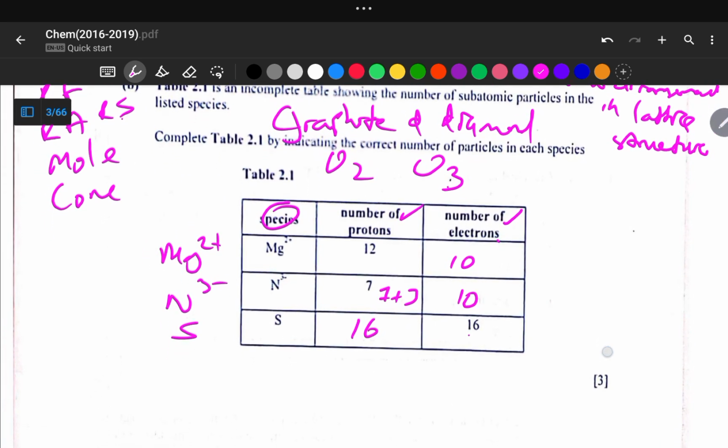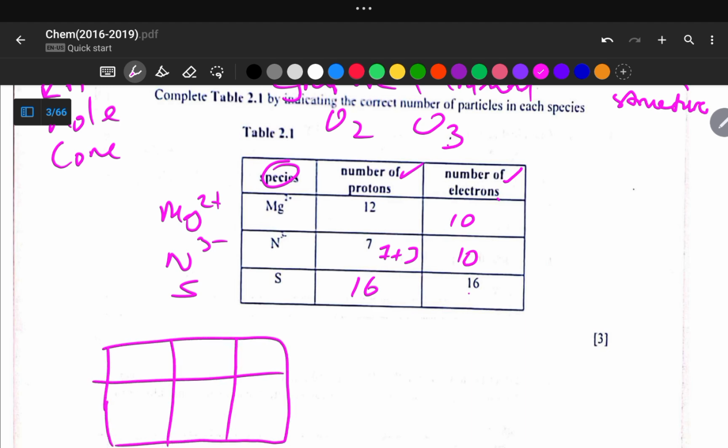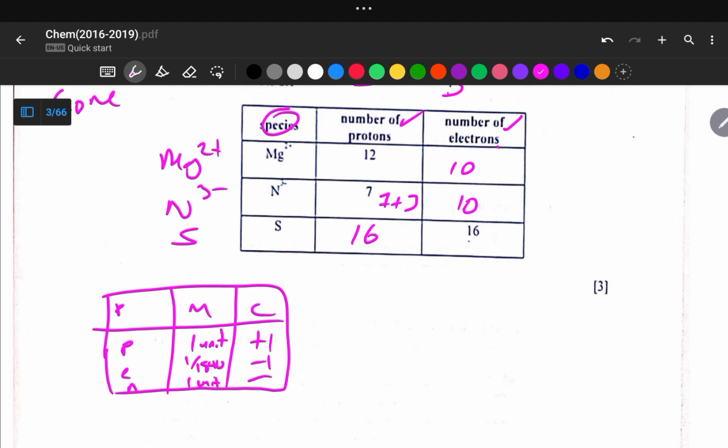You should be able to explain the subatomic particles using this table. You should also know this table, right? The subatomic particle, the mass, and the charge. We've got a proton with a mass of 1 unit and a charge of +1, an electron with a mass of 1/1840 and a charge of -1, and a neutron with a mass of 1 unit which doesn't have any charge. Neutrons don't have any charge. You should know that, right? This table is often examined, so you should know this table by heart.